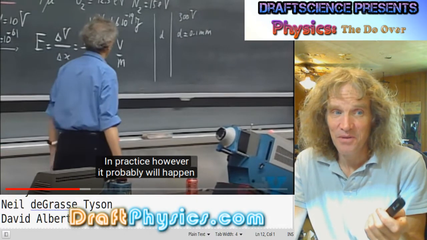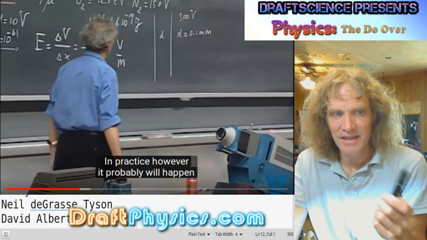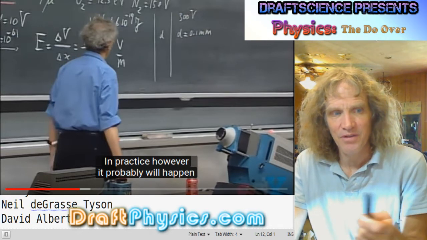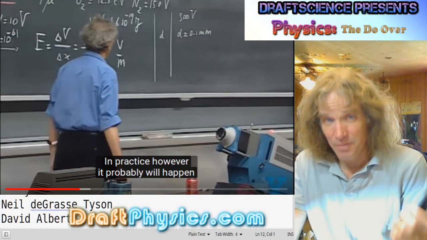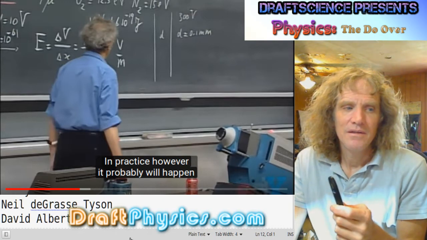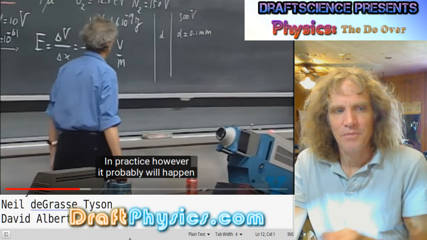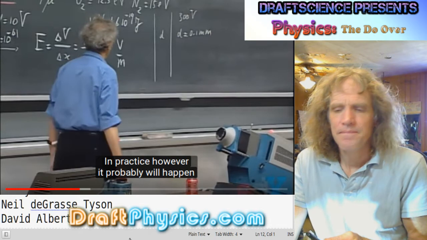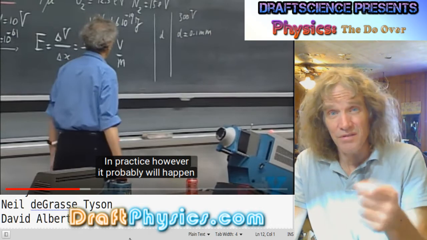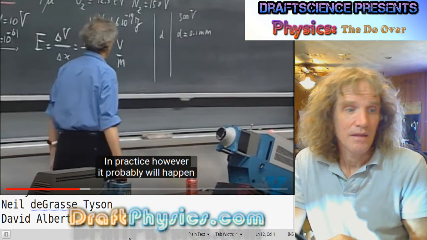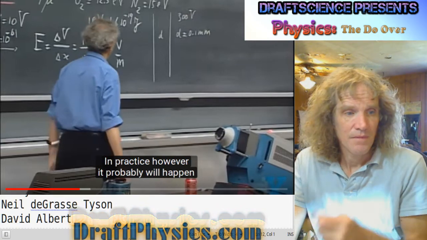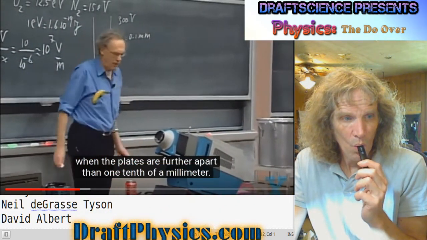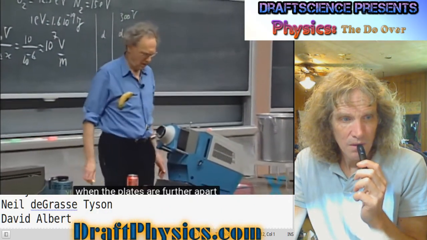1/10 of a millimeter? That sounds really small, actually, for 300 volts. I think you could get 300 volts to jump a little further than that. I think there's something wrong with that number. 300 volts is a little jumpier than that, I think. In practice, however, it will happen when the plates are further apart than 1/10 of a millimeter.